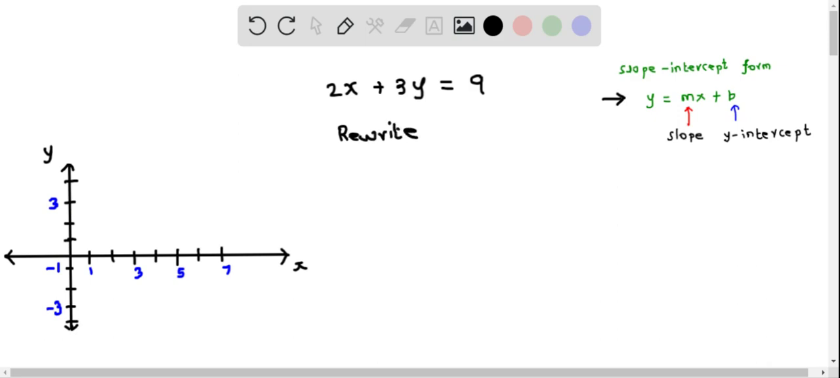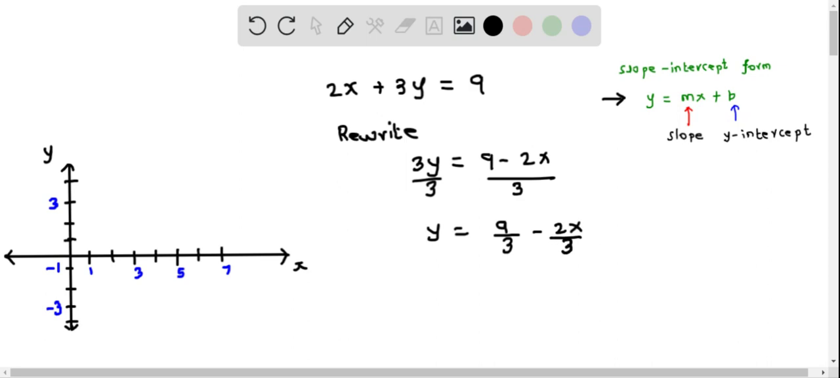For that, I'm going to subtract 2x from both sides. When I do that, I get 3y equals 9 minus 2x. Now I divide by 3 on both sides. On the left side we get y equals, and this can be split into two fractions as 9 by 3 minus 2x by 3. We can simplify 9 by 3 as 3, and we get negative 2 thirds x.